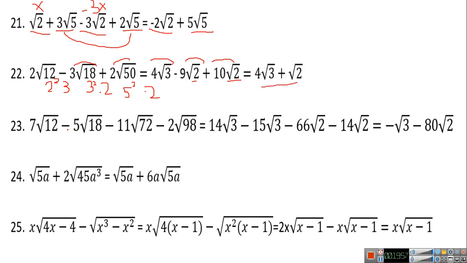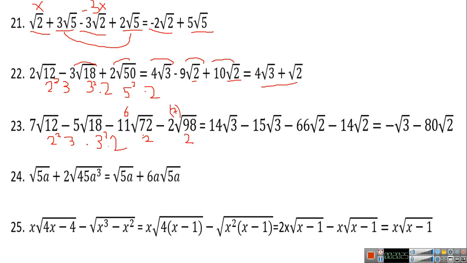Another one. 12 is 2 squared times 3. 18, 3 squared times 2. 72, you can do it as 36. Root 36 is 6 outside. So directly it's 6 outside and remains 2. 98 is 49 times 2. Directly 7 outside times 7 and remains 2.